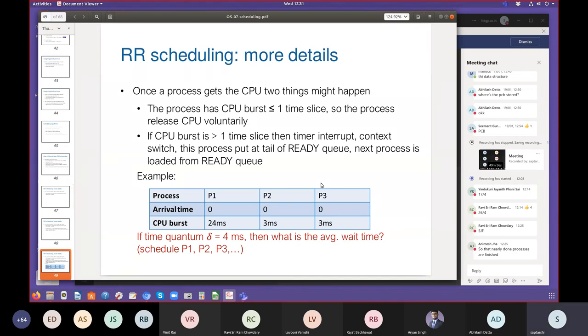Here is one example. If the time quantum is 4 milliseconds, then what is the average waiting time? Let's assume that the schedule is P1, P2, P3. Can you work it out?